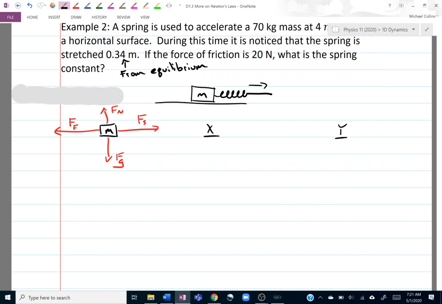We are asked about the spring constant, so I'm going to look at my x-plane. If I get stuck, I might have to look at my y-plane, but I suspect that for this example, I'm just going to look at the forces in my x-plane.